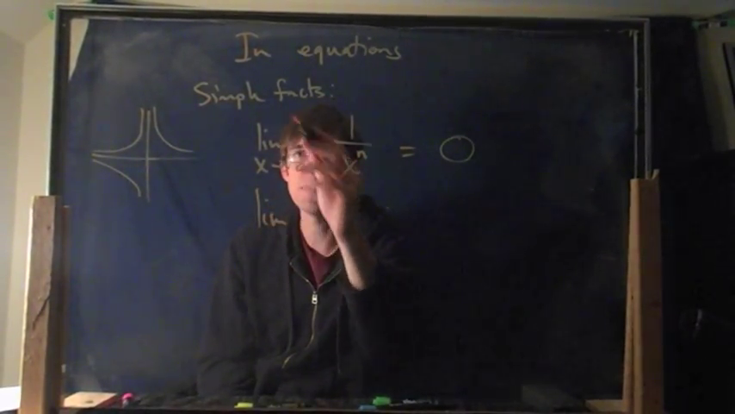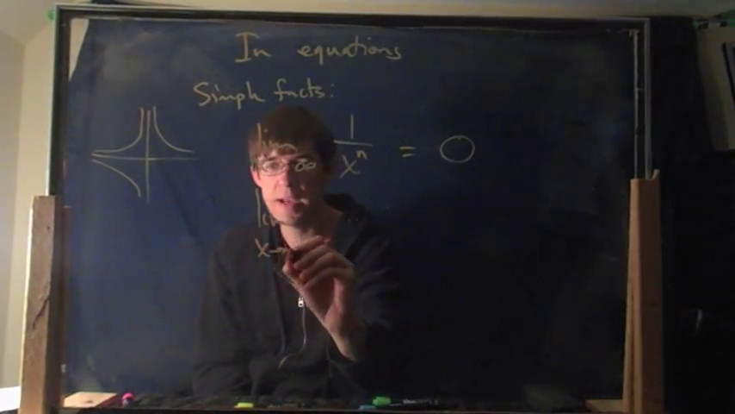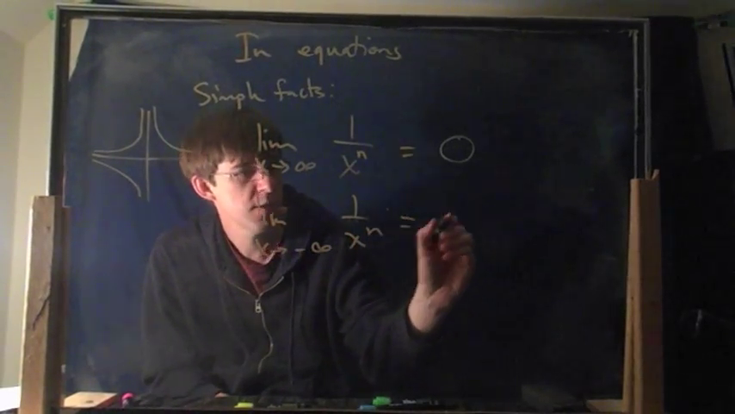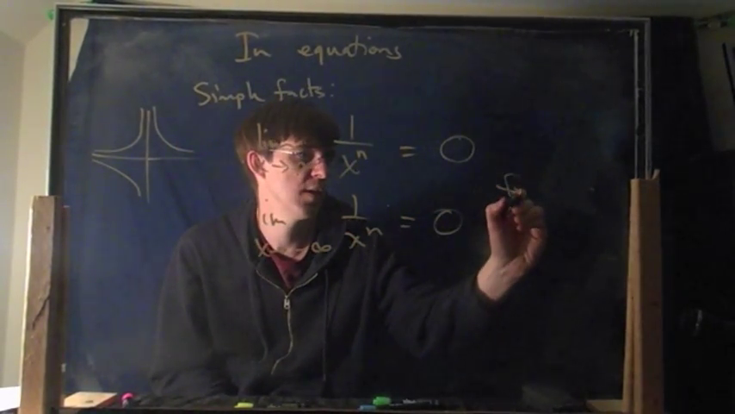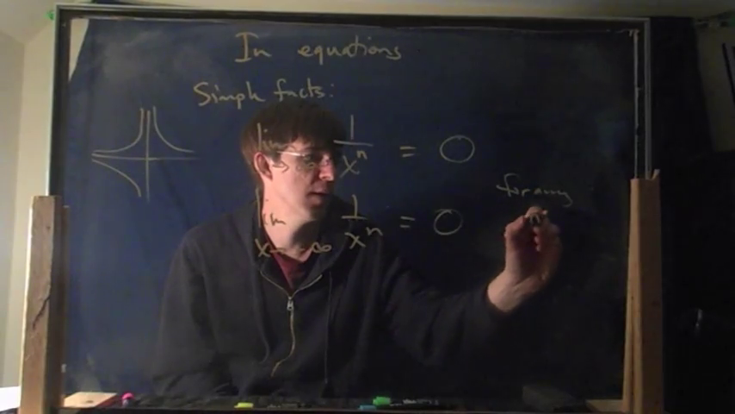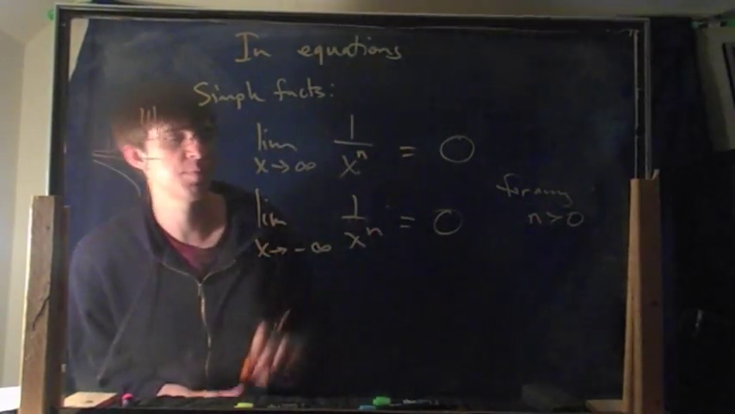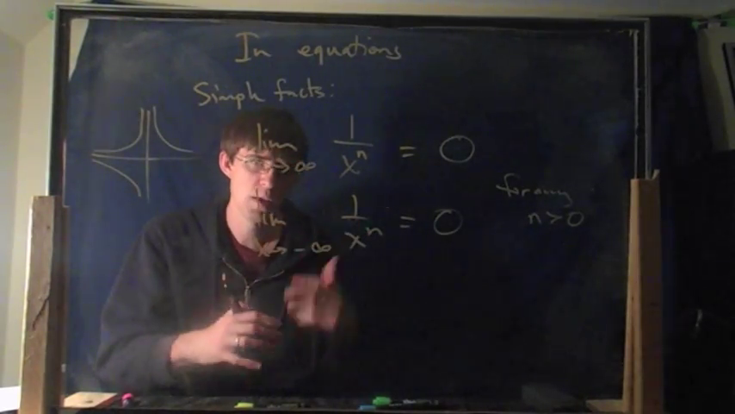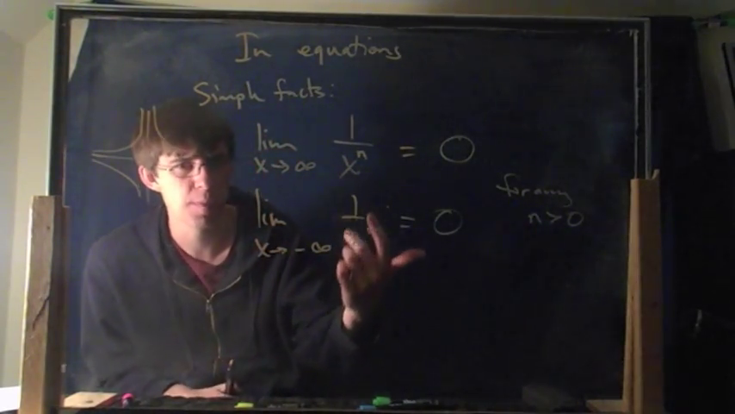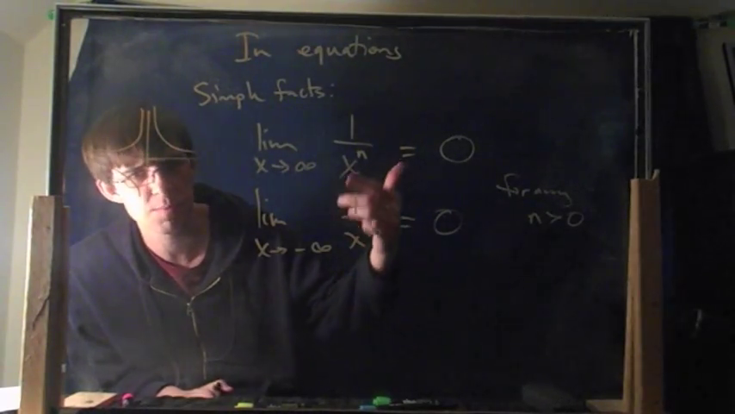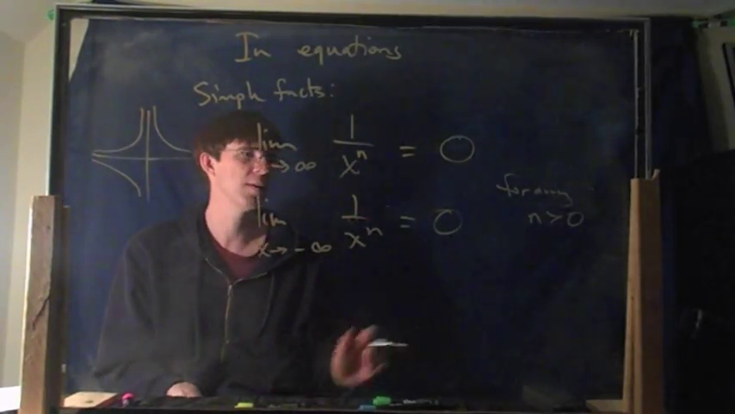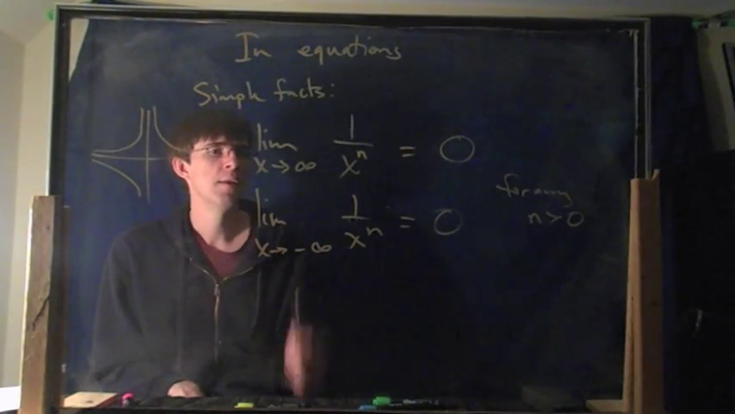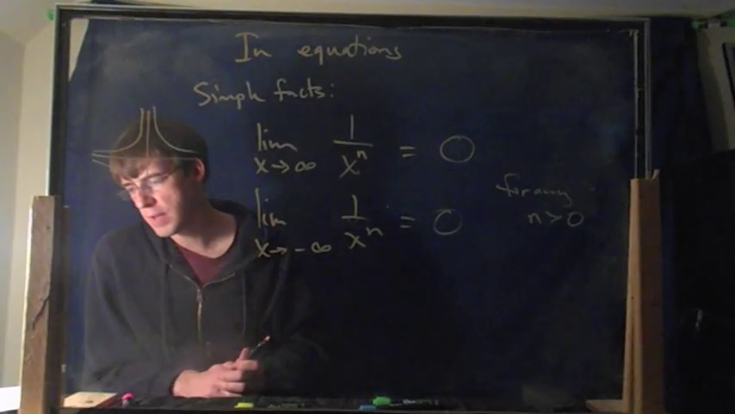So here's my second simple fact. The limit as x goes to minus infinity of 1 over x to the n is also equal to 0. This is for any n greater than 0. This exponent has to be positive because a negative exponent actually refers to a reciprocal. If you see a negative exponent in the bottom, that actually means it's a positive exponent in the top, but I don't want to get into that. All right? This is true for any n greater than 0.